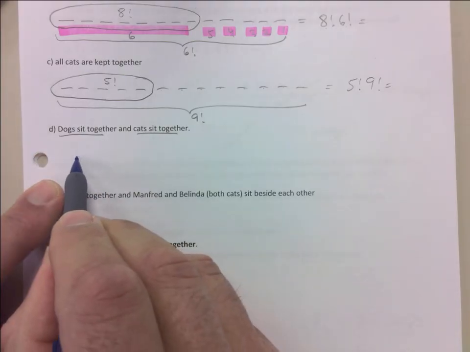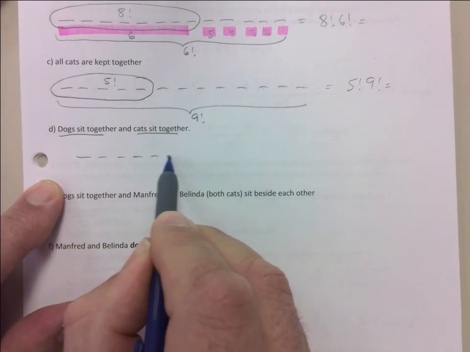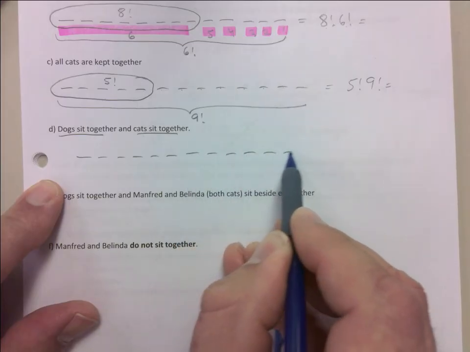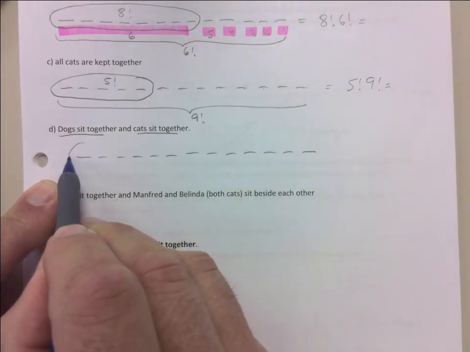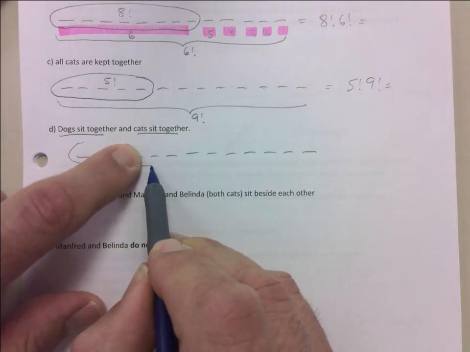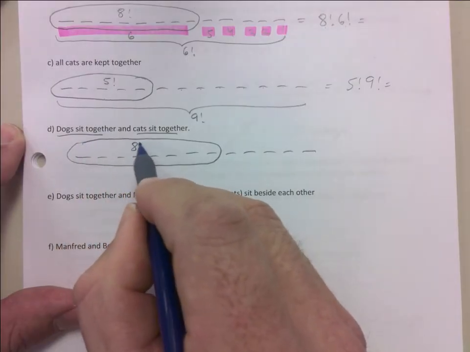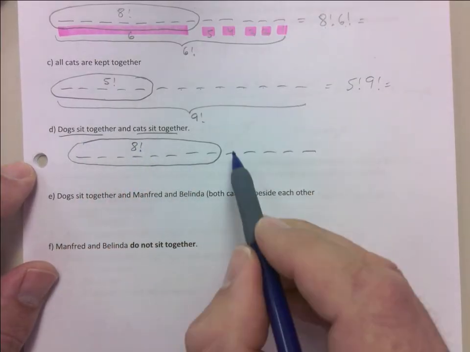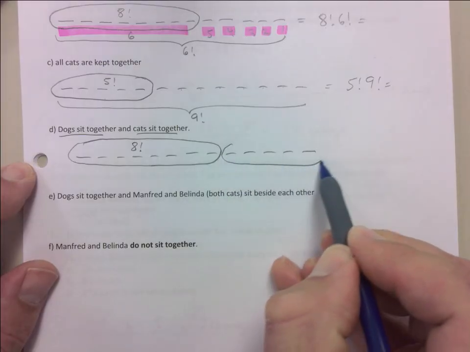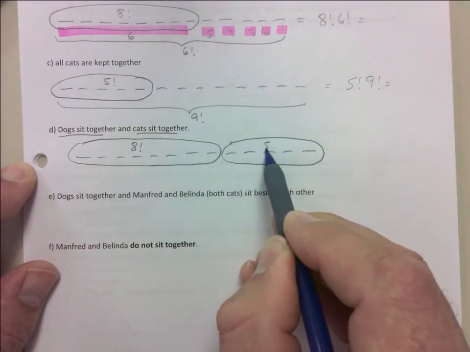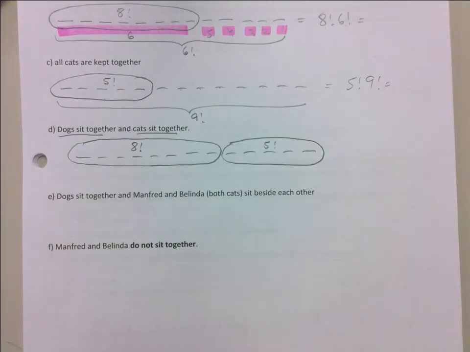Okay, so you've got 1, 2, 3, 4, 5, 6, 7, 8, 9, 10, 11, 12, 13. So let's say the dogs are together. I'm counting 8. So you can make changes in there as long as they are together. And the 5 cats, they have to stay together. So you can make changes within there. Every time you move someone, it's a different arrangement.